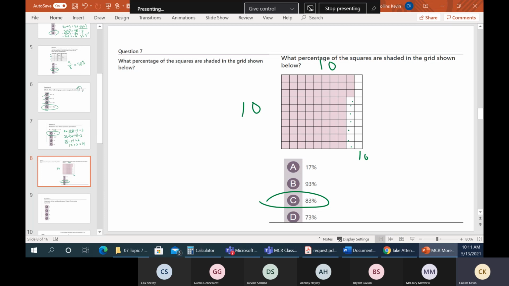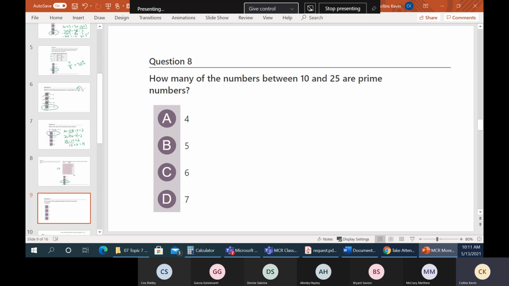All right, let's go ahead and test another one out here. Okay, so it says, how many numbers between 10 and 25 are prime numbers? Now remember, prime numbers mean we can only multiply by 1 and itself. So we can't multiply by 2 or 3 or 5. You can't have any multiples like that. So think about that for a little bit, and then we'll go through it.